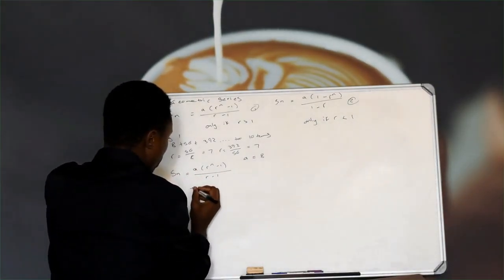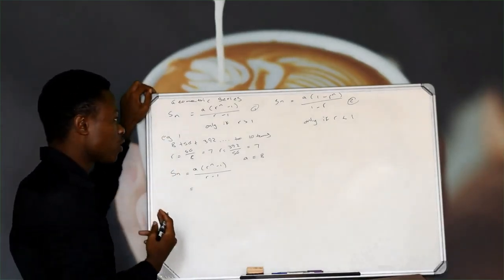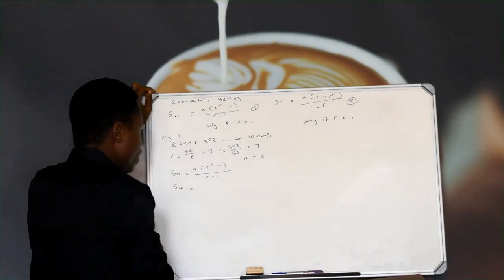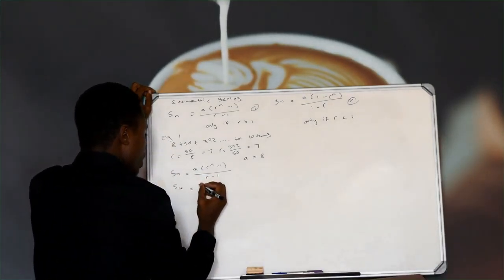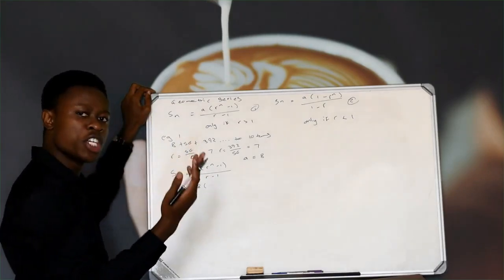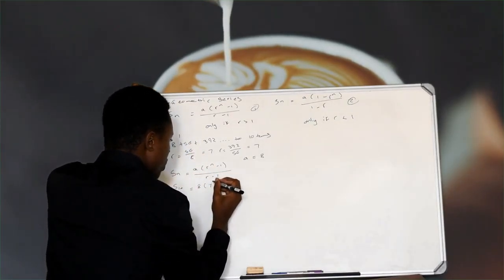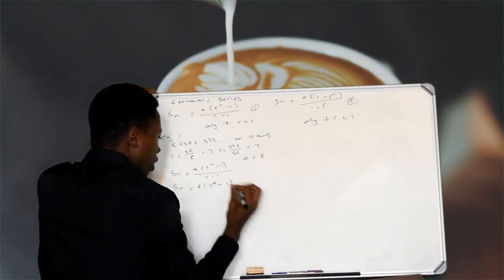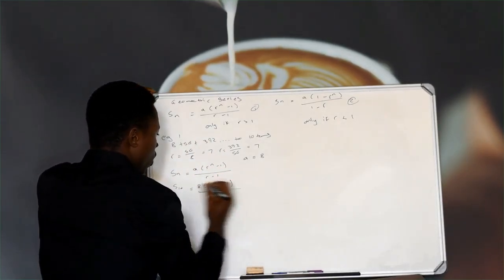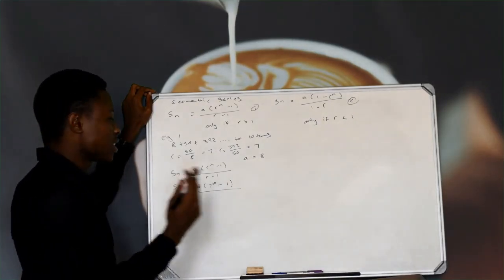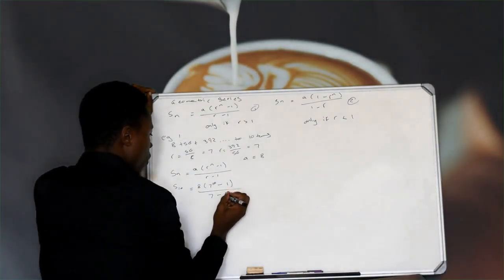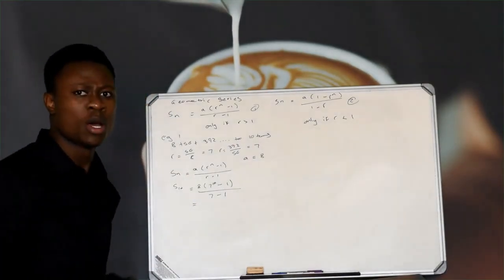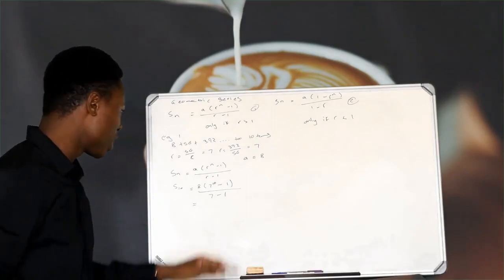So now, let's put in the things that we want to find. We're saying sum to 10. So S10 is equal to, what is A? A, we already know it's 8, right? What is R? What's the ratio? The ratio is 7. So 7 to the power of n. What is n? n is 10, minus 1, over, what's R? R is 7 minus 1, right? So don't try to be fancy or clever or anything. Put this in your calculator and move on. What is the answer for this?